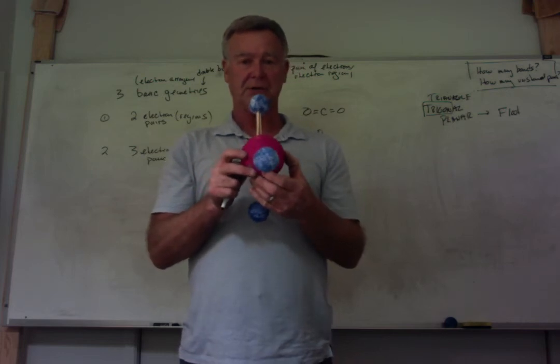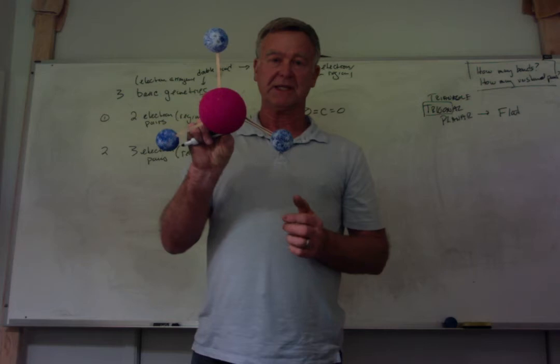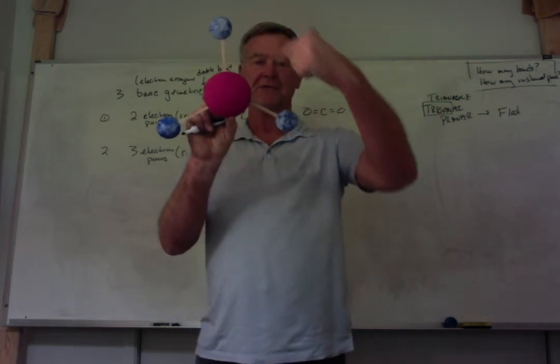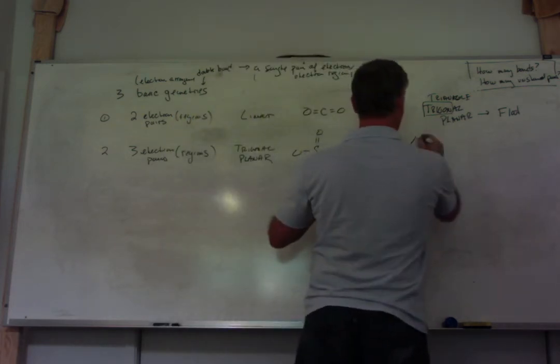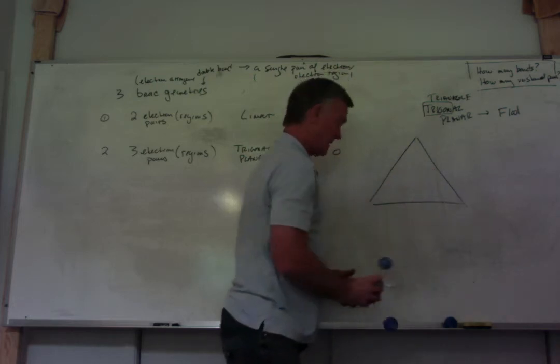This is a flat molecule. If I turn it like that, it looks flat. But as soon as I turn it this way, it has its shape to it. And we call it trigonal because it forms a triangle, obviously. It does something like that. Okay?